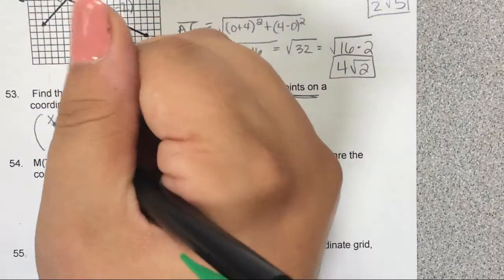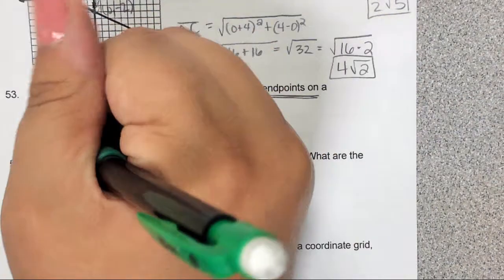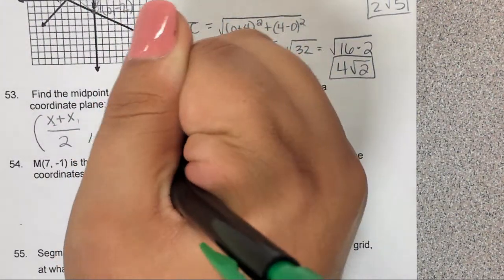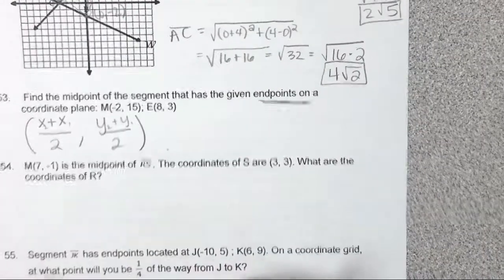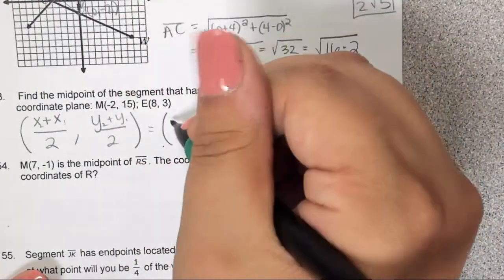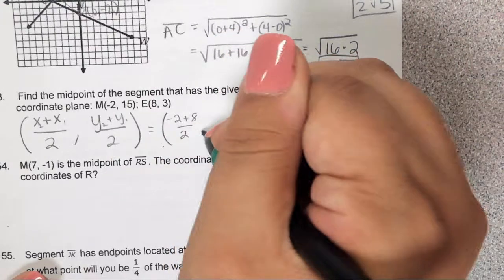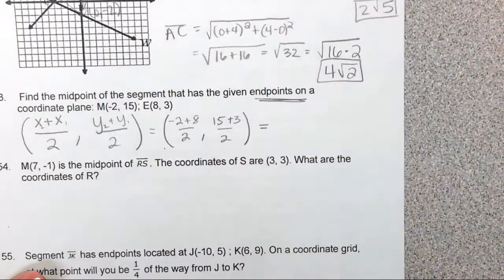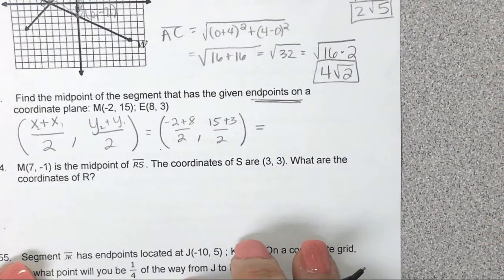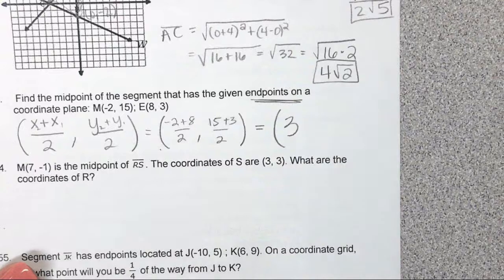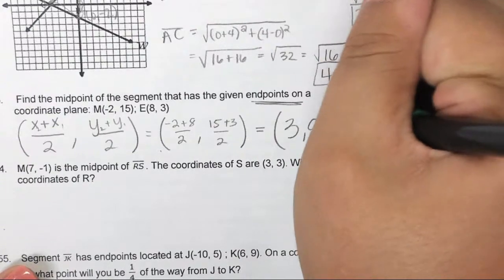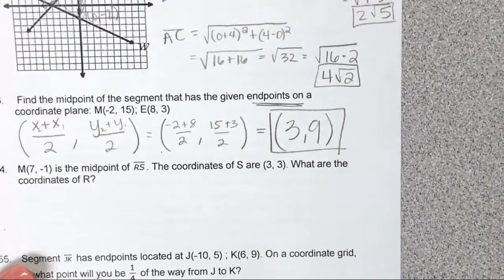x2 plus x1 over 2, comma, y2 plus y1 over 2, and really it doesn't matter which one's x2 and y2. So this one's going to give me negative 2 plus 8 divided by 2, comma, 15 plus 3 divided by 2. What's negative 2 plus 8? Divided by 2? What's 15 plus 3? Divided by 2? That's it.